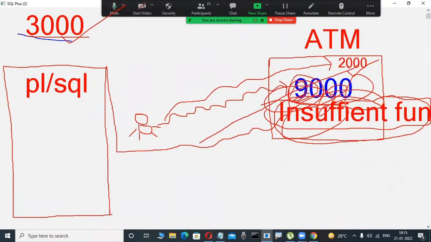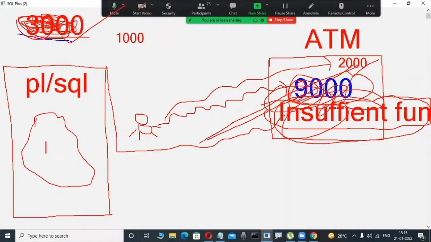Now, whenever we withdraw 2,000, what is the available balance? Here, 3,000 minus 2,000 is 1,000. That I want to reflect in my database. Otherwise, if you withdraw 2,000 and 3,000 still remains available, the total banking system would collapse. Those transactions are all written through coding. That's why PLSQL developers are required in a project.